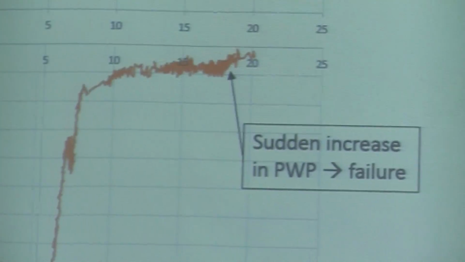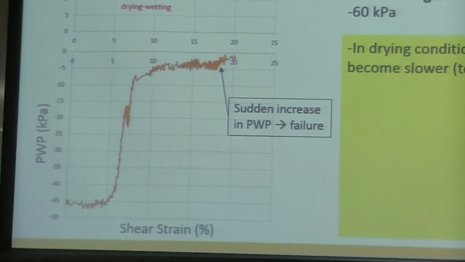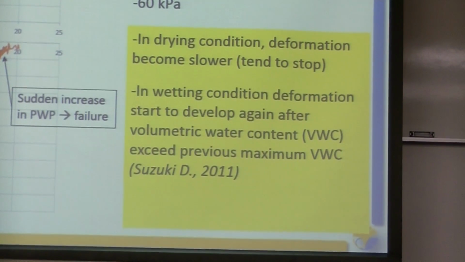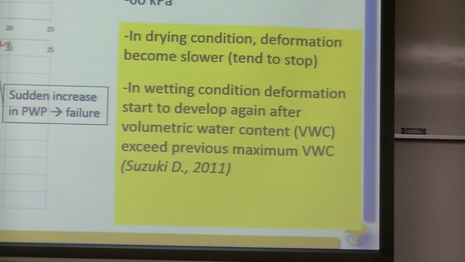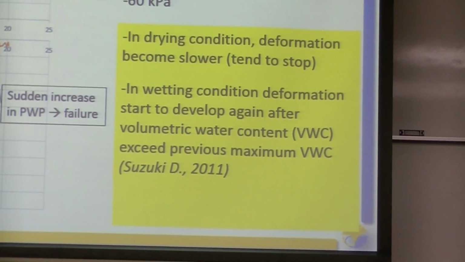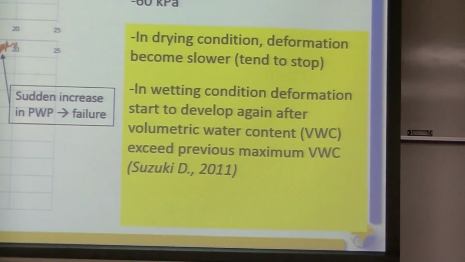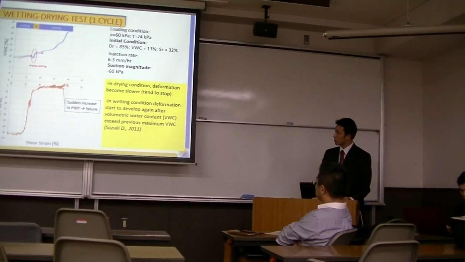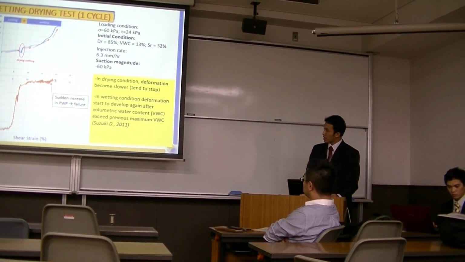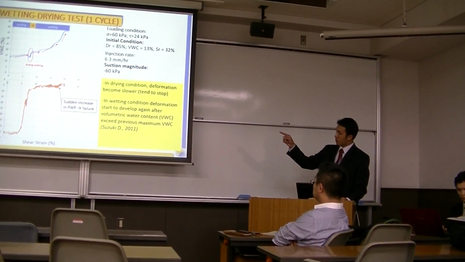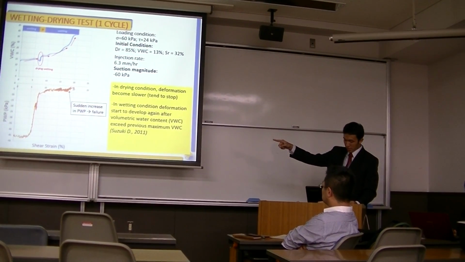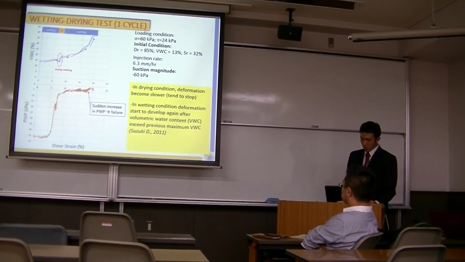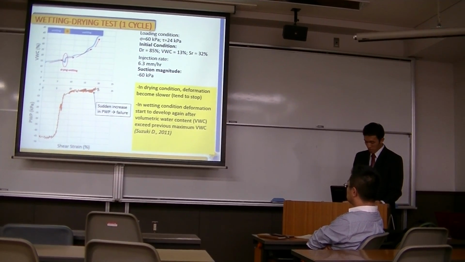We can see the deformation rate becomes slower and tends to stop in drying condition. After I inject water again, the deformation starts to redevelop after volumetric water content exceeds the previous maximum value. This result agrees well with a previous study by Suzuki in 2011 using model test. We can see I applied drying in the middle of the transition zone in the Cartesian graph. Because suction represents different strength state of soil, it also gave different response in deformation rate.